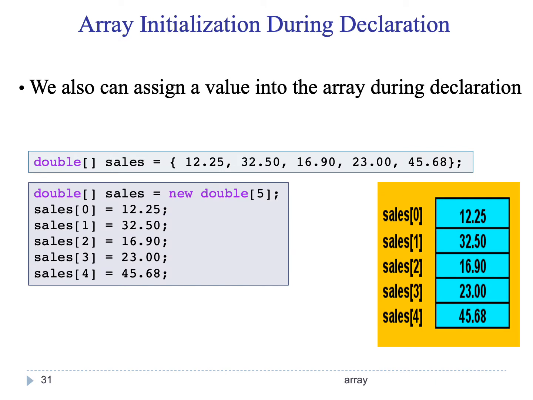Array initialization. Say that we have double square bracket sales equal to new double 5. If we don't assign any value to our array, it will have the default value depending on the data type. What we have seen before, we can access all index number and assign the value, but we have to do it one by one. For example, we have to do it as sales at index 0 equal to 12.25, and then sales at index 1, 32.50, and so on.